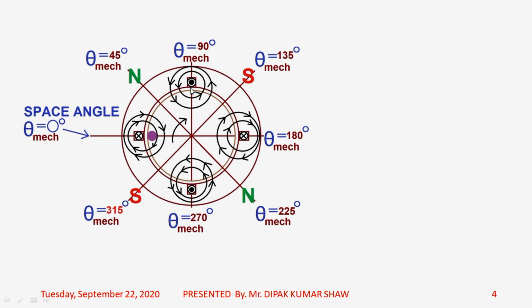Whereas along this axis where theta equals 45 degree, it is your positive maximum. So in this way, if you just make half of the revolution, that means if you just move from theta equal to 0 degree to 180 degree, then you will find that one complete cycle of sinusoidal flux distribution has been completed, like this one complete cycle.